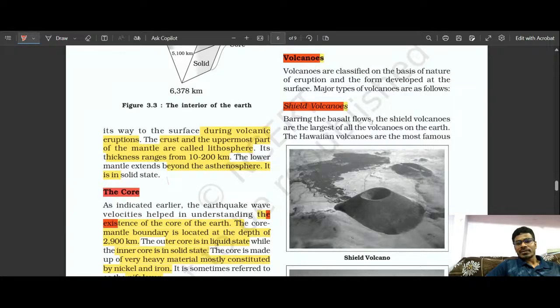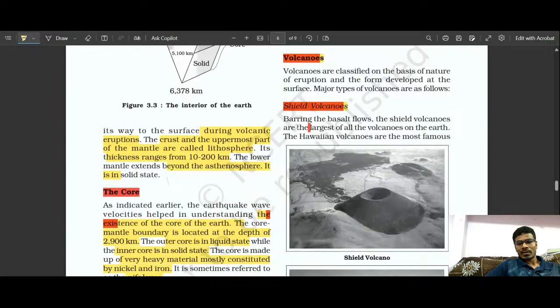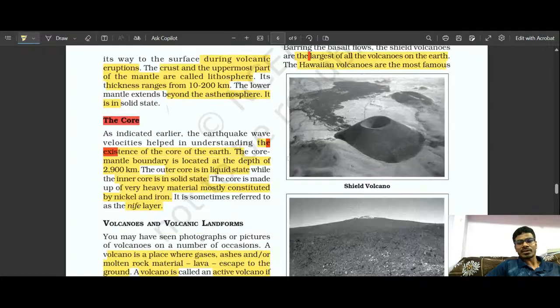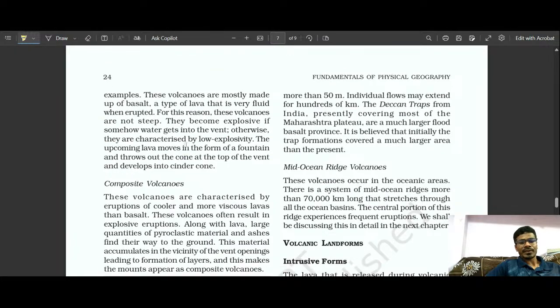Bearing the basalt flows, the shield volcanoes are the largest volcanoes on the Earth's surface, and the example is the Hawaiian volcanoes. The Hawaiian volcano is the famous one. This is the picture of a shield volcano. And cinder cone. These volcanoes are mostly made up of basalt.